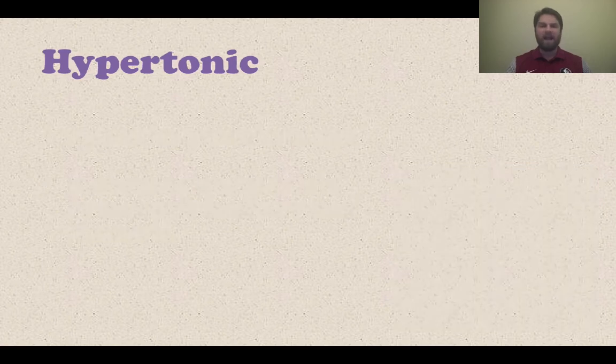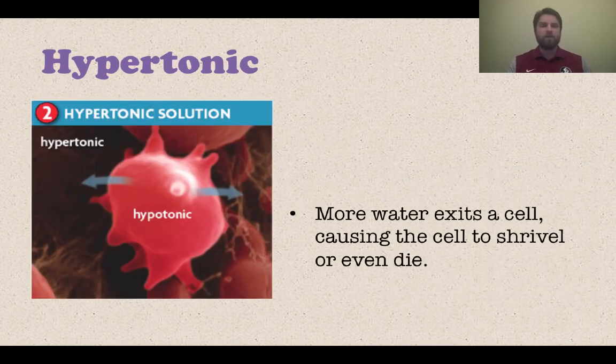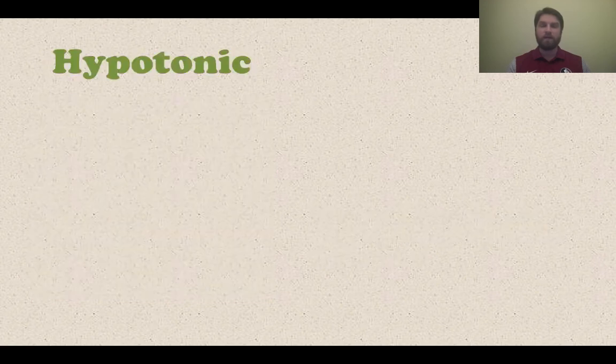So what does that do to the cell? If the solution on the outside of the cell is hypertonic, it's high concentration, more water is going to want to exit the cell, and that causes the cell to shrivel up. The water is exiting that cell and trying to dilute that hypertonic solution on the outside to make both the inside and the outside of the cell equal. All right, so that's what's going to happen in a hypertonic solution when you put a cell in there.